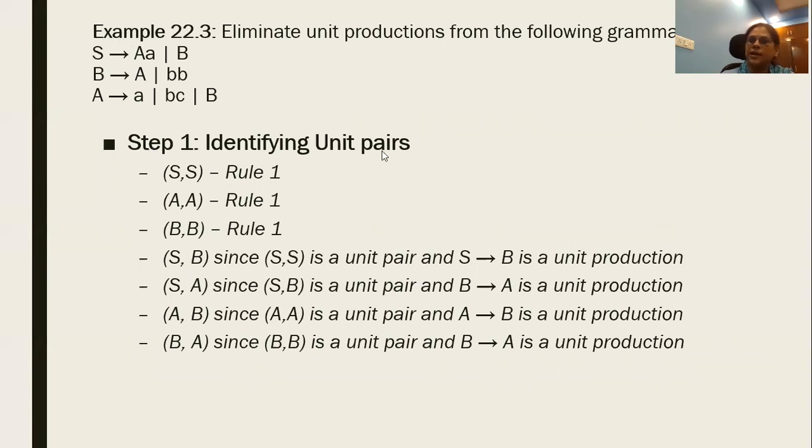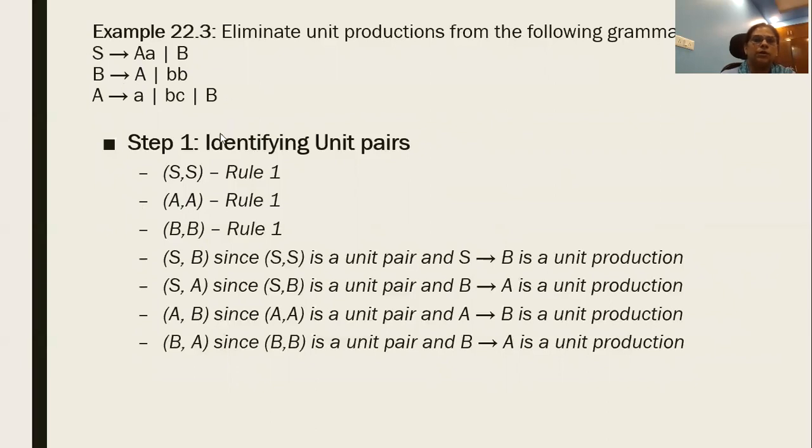So step one is the identification of the unit pairs. You apply the first rule. The first rule is: there are three variables here, S, A, and B. So (S, S) is a unit pair, (A, A) is a unit pair, and (B, B) is also a unit pair.